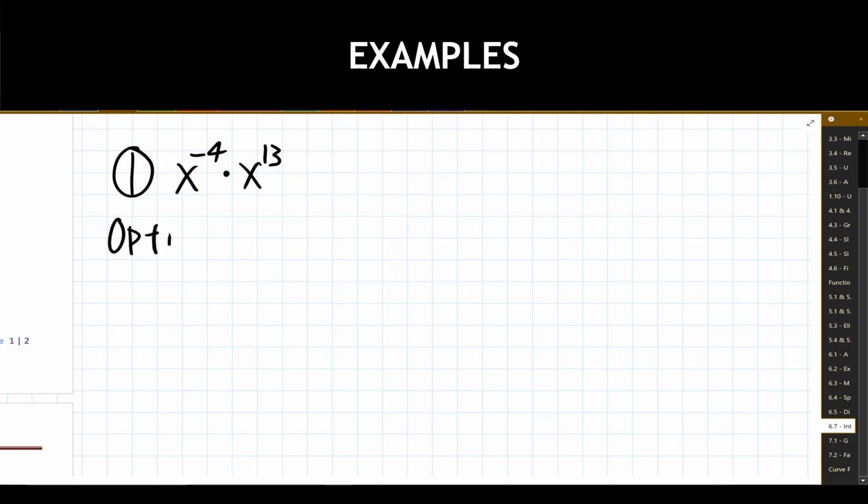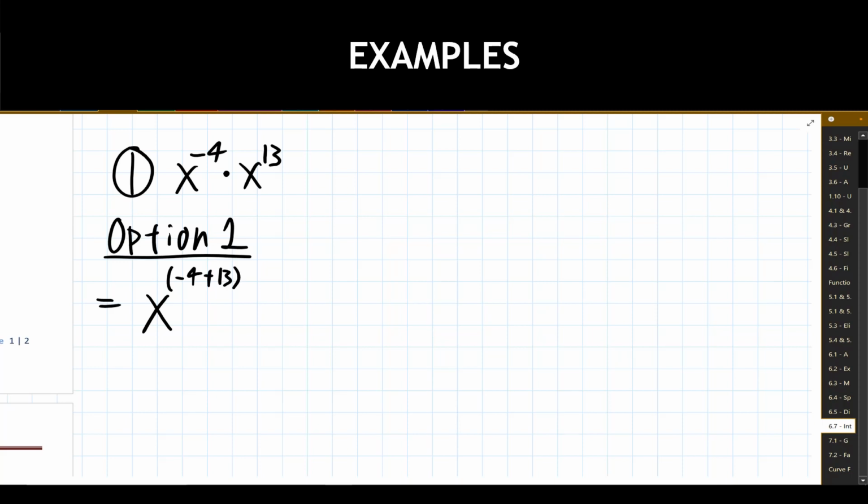So for this first one here, let's go with this first option that we had here. We notice we have two bases multiplying together. So this is an application of the product rule. The product rule states that if the bases are the same, which they both are, they're both x, and they are multiplying together, which they are, then the exponents are going to add together.